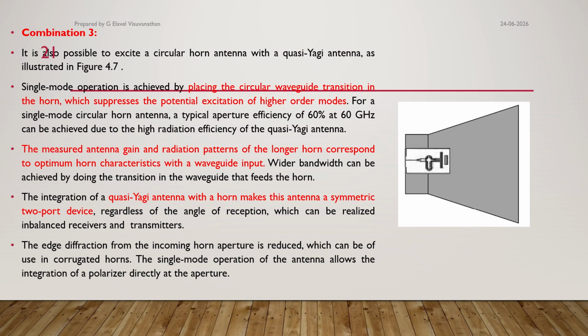The edge diffraction from the incoming horn aperture is reduced, which can be of use in the corrugated horn. The single mode operation of the antenna allows the integration of the polarizer directly at the aperture.